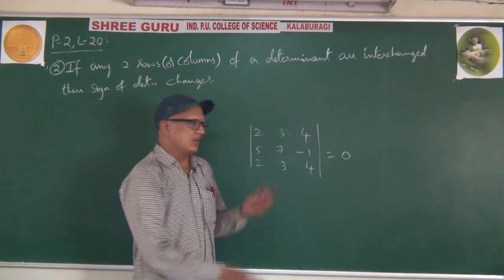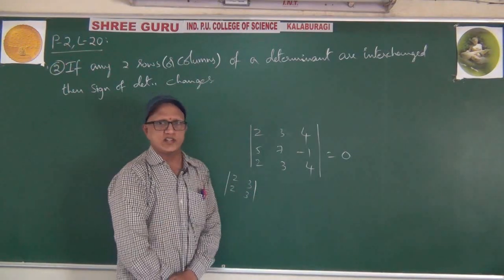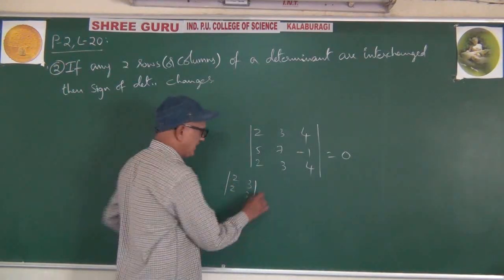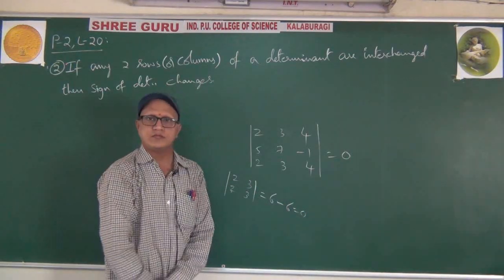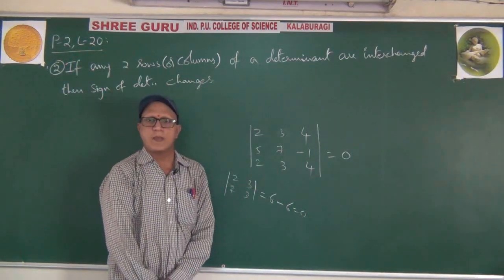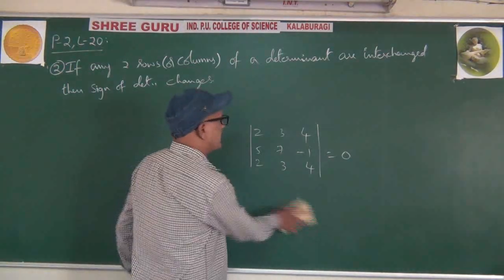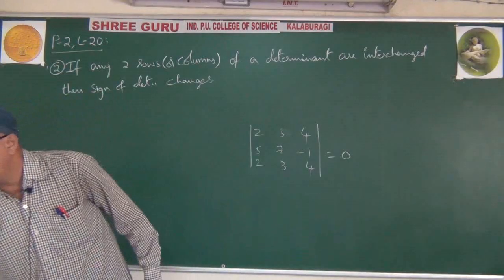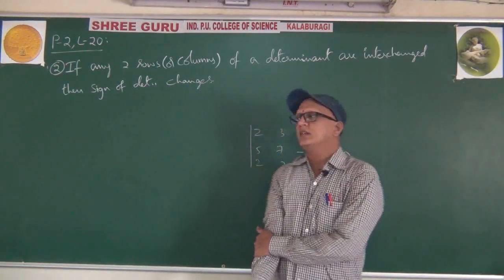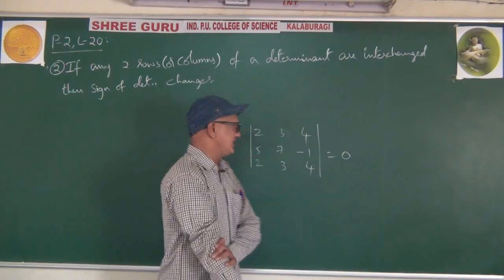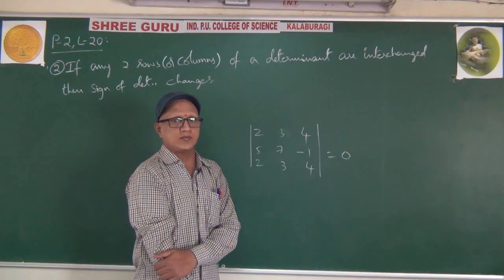Sir, what is that 2 by 2 matrix? 2, 3, 2 — the two rows are the same. 2 into 3 is 6, 2 into 3 is 6, so the determinant is 0. Same like that here also, even for a 3 by 3 matrix determinant. If any two rows are the same, or if any two columns are the same, then the determinant value will be 0.